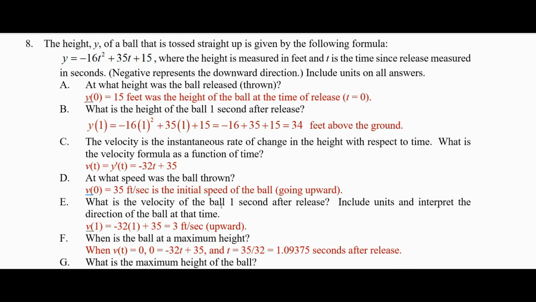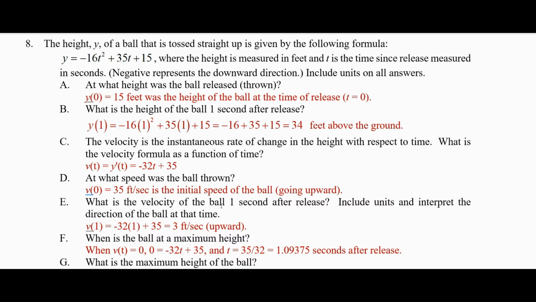The height of a ball, y, tossed straight up is given by the following formula: y equals negative 16t squared plus 35t plus 15, where the height is measured in feet and t is the time since the release of the ball measured in seconds. Negative represents the downward direction. Include units on all answers. At what height was the ball released or thrown? That's just y of 0.